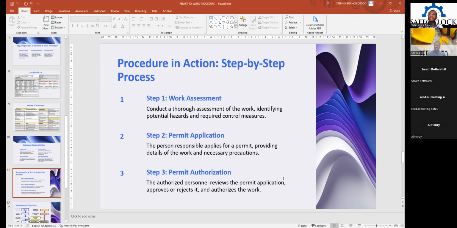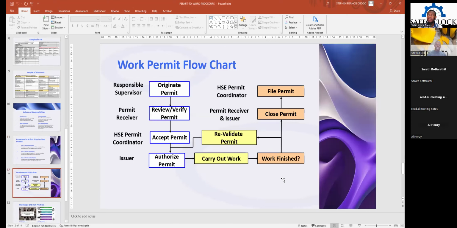So it is very important that if those things are not met, an alternative or a provision must be made to reduce the risk involved with such an activity before one can approve such a permit. Now, I have a kind of flow chart here, okay? The responsible supervisor will have to originate the permit, because the permit must originate from somewhere, which is the responsible supervisor for such an activity.